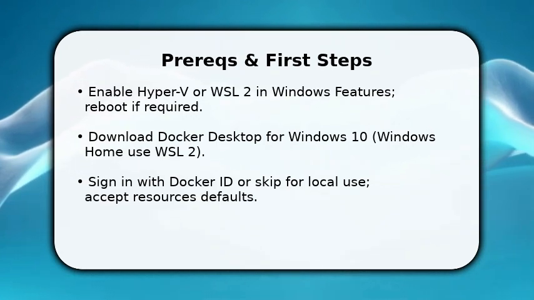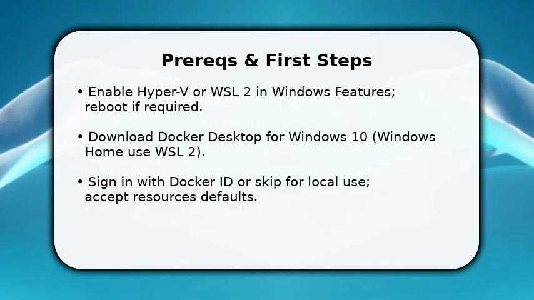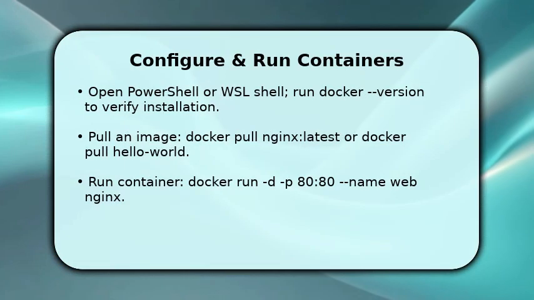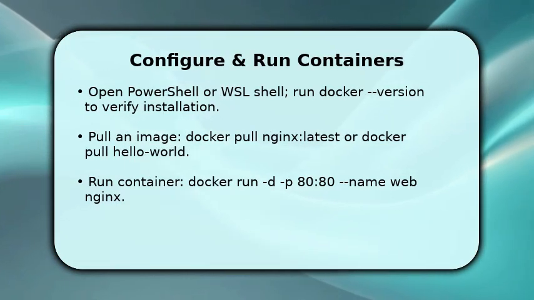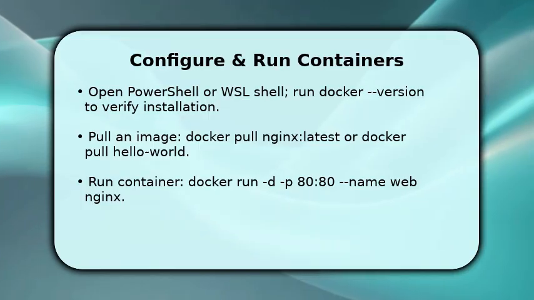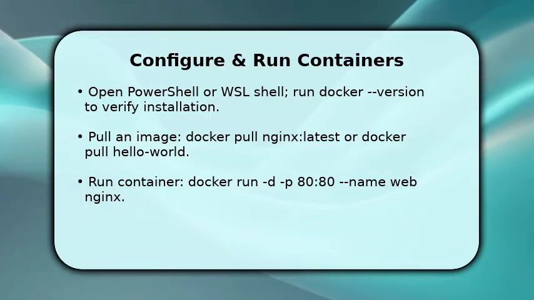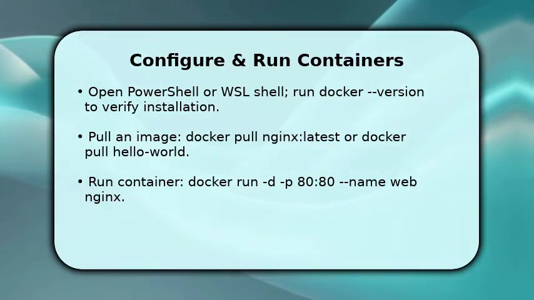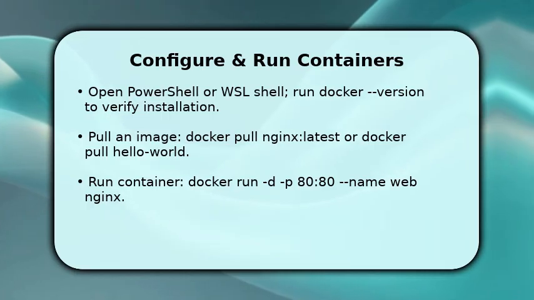You now verify and run containers. Open PowerShell or your WSL shell and run docker version to confirm connectivity with the Docker engine. Once verified, pull an image like Nginx or Hello World. Pulling caches layers and speeds repeat runs.